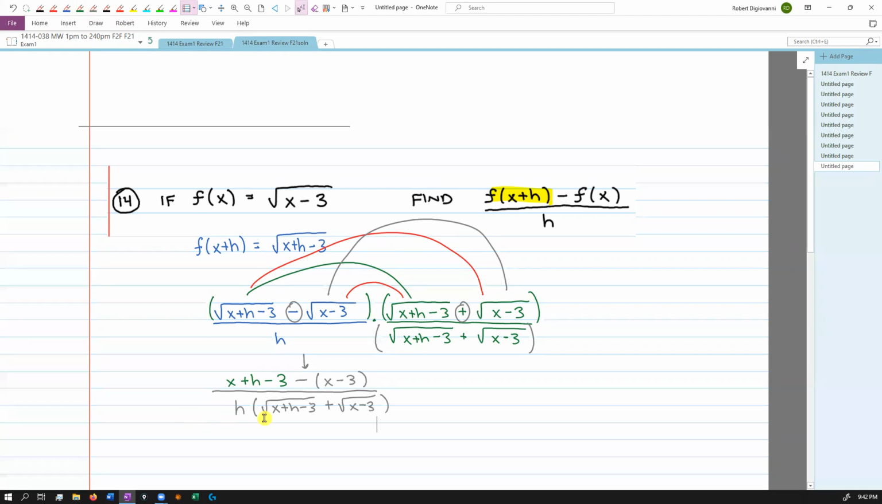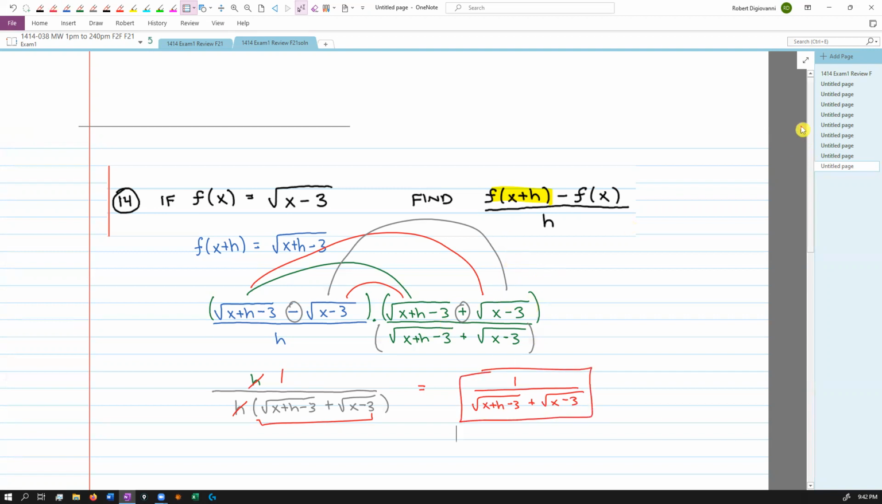Because eventually what I want is this h to cancel. So let's see. If I distribute this negative through that parenthesis, it turns into a minus x, and turns into plus 3. And then I think we get the canceling we want. So all you're left with is an h on top, right? And that h, after everything else is kind of gone, that h and that h go away. You're left with a 1 on top. So your answer is 1 over that weird thing here: square root of x plus h minus 3 plus square root of x minus 3. There you go.